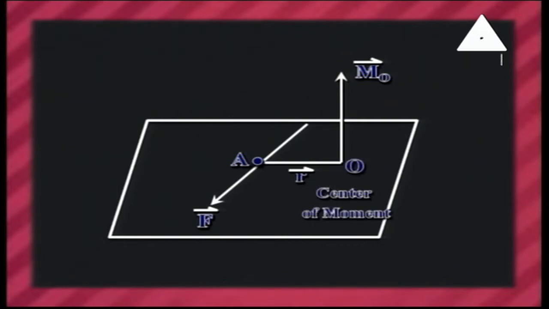Look at my dear student, O is the center of moment. We have a force acting on the body at point A. The moment of the force about point O, the center of moment, equals R. What is the R? The position vector of the point A about O, cross F vector.